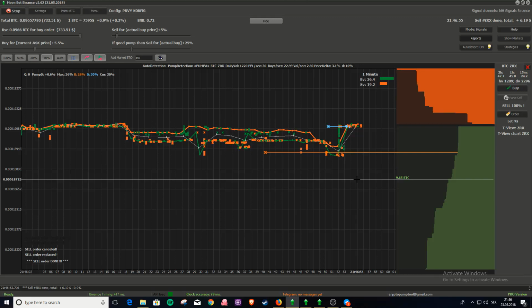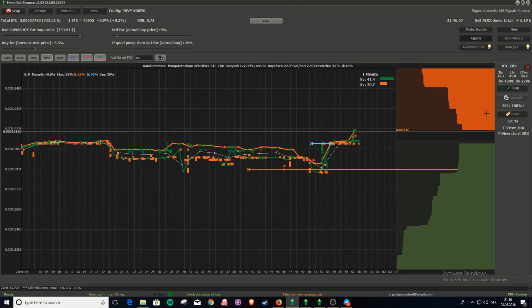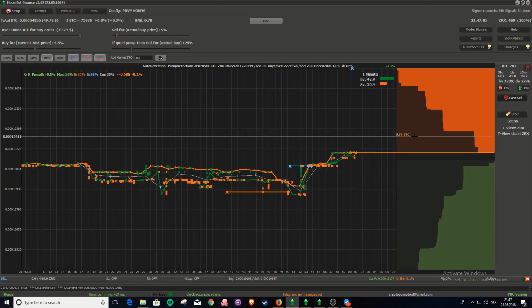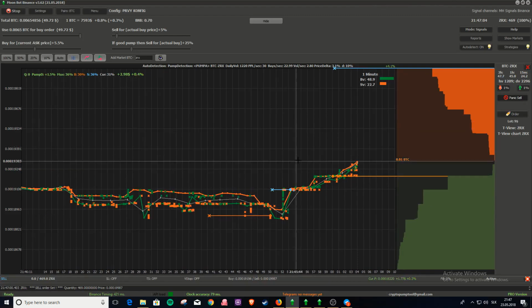Scalping is a strategy where you use really low sell price so it has a high chance of being successfully sold. Later, if you are experienced enough, you can increase the sell price for bigger profits.